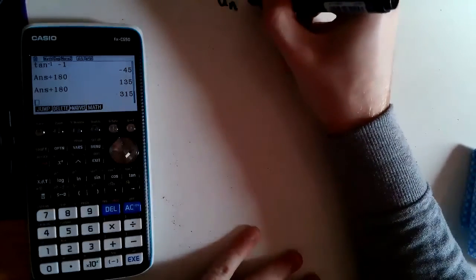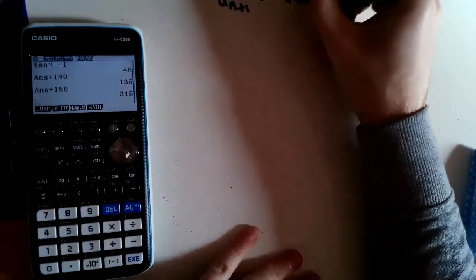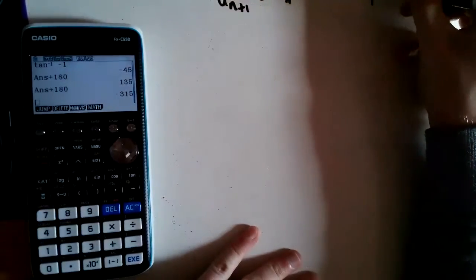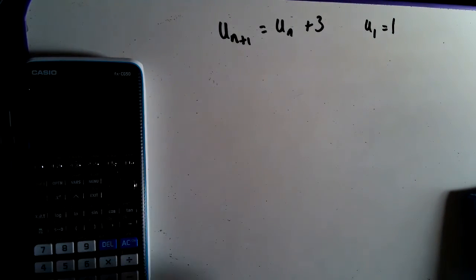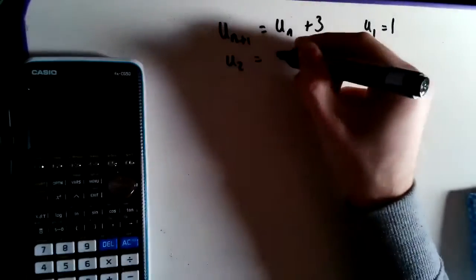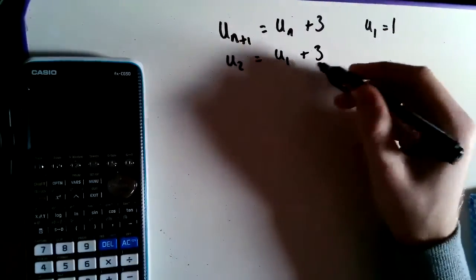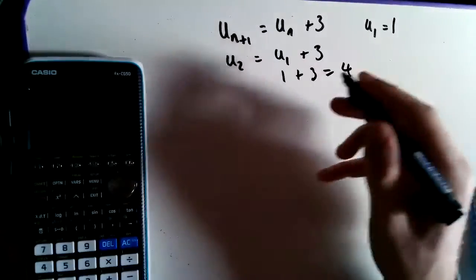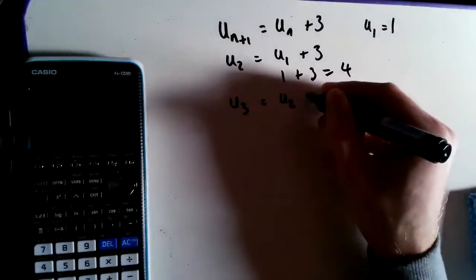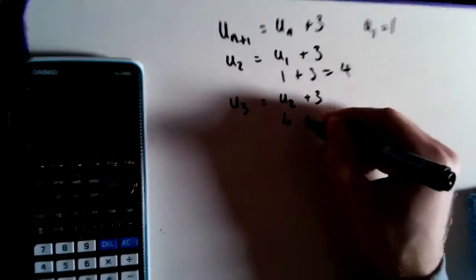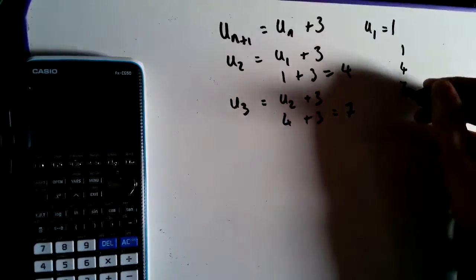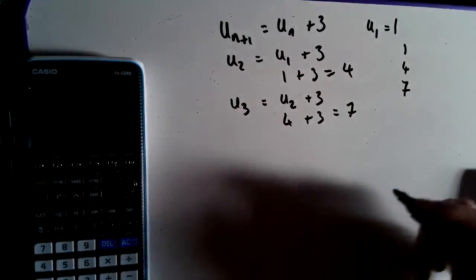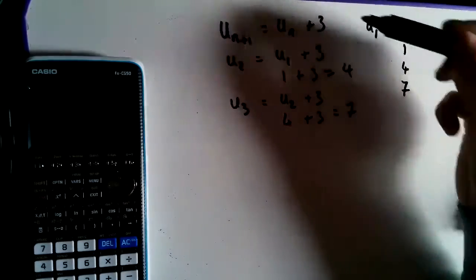So we've got the recursive sequence u(n+1) equals u(n) plus 3, and the first term is 1. So first thing to do, work out the first few terms always. So u2 is u1 add 3. So 1 add 3 is 4. u3 is u2 add 3. So 4 add 3 is 7. So the sequence goes 1, 4, 7. So if we can spot a pattern, it's just arithmetic. Yeah, I'm just adding on 3 each time.